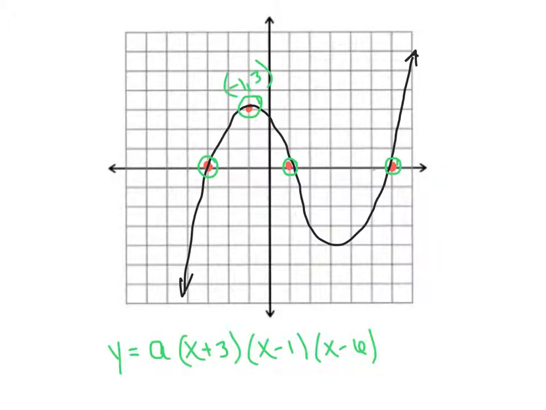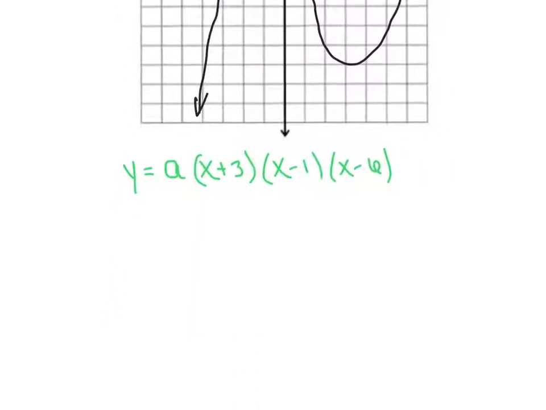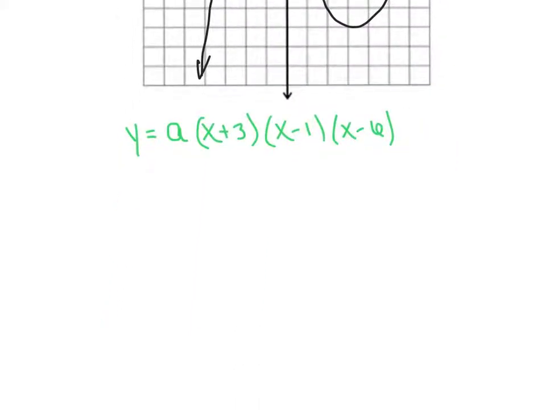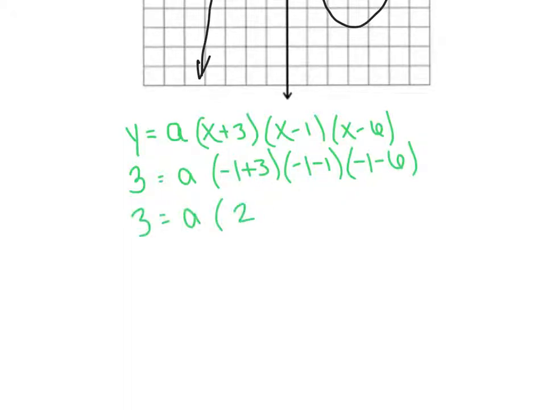I'm going to plug negative 1 comma 3 into the given polynomial and solve for A. Let's see what that looks like. So we'll substitute the 3 for y. We don't know a, and substitute a negative 1 for x. So negative 1 minus 1, negative 1 minus 6, there we go. So let's go, how about 2, negative 7. And if I multiply those together, I get positive 28.